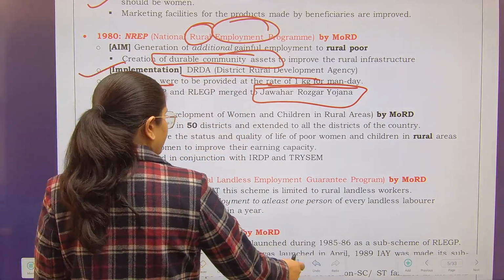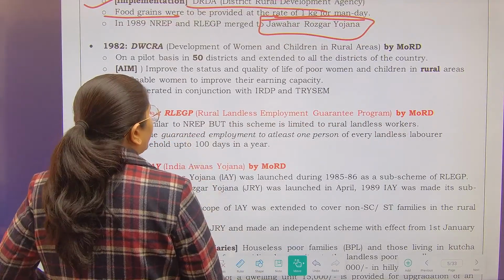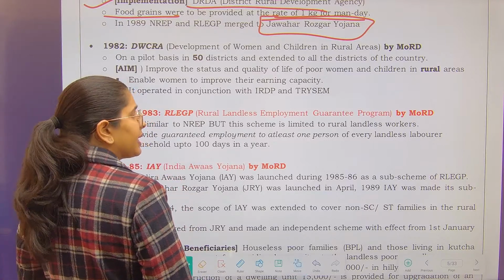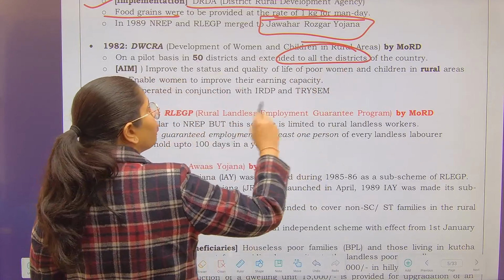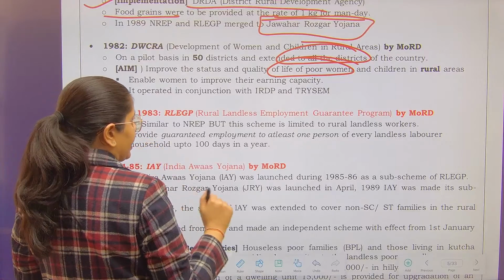Next is DWCRA, that is Development of Women and Children. Firstly, on a pilot basis 50 districts were selected and then it got extended to all the districts. Here we wanted to focus on the life of poor women and children in the rural areas.